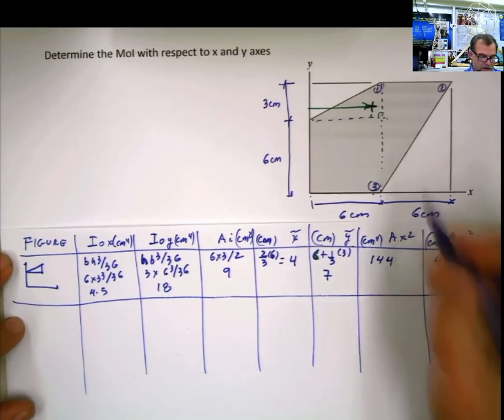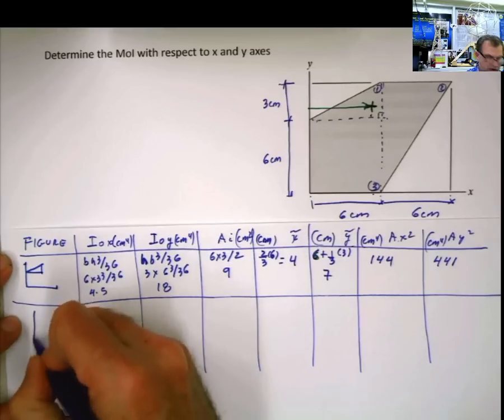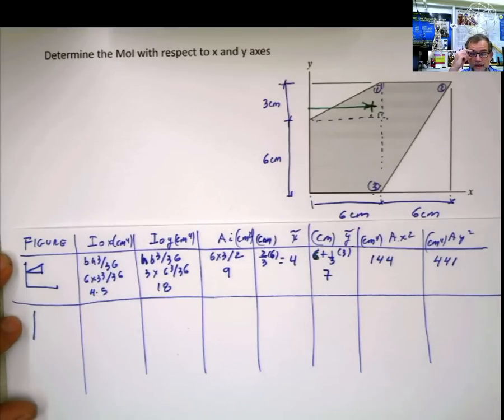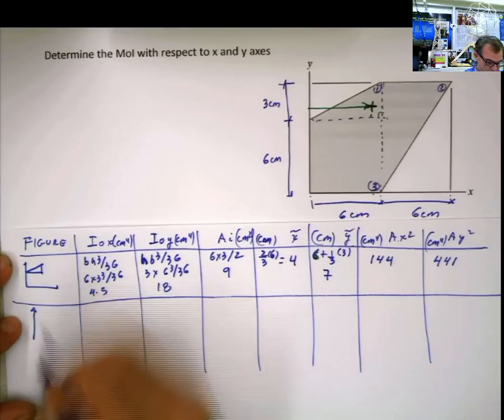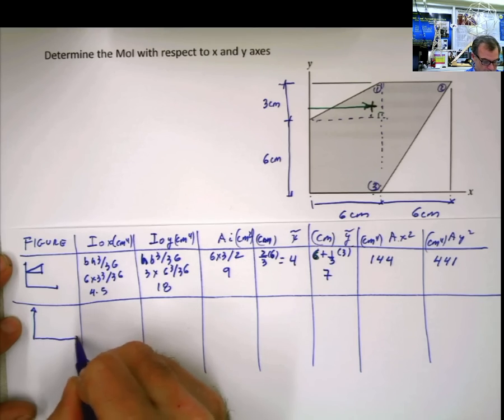Now let's go to figure 2. Figure 2 is this one. If you don't know what easy peasy lemon squeezy means, you can Google it. That was an old advertisement from the US.